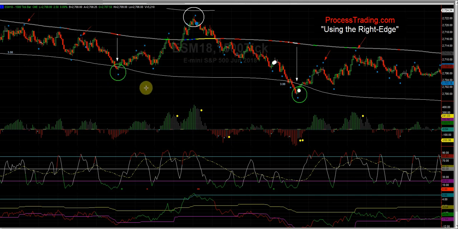Now, one of the things you have to be mindful of is the price bar with the timing alert dot. The low of that bar has to be higher than the low of the previous bar. It can just be one tick, but it has to be higher. And then again, we set our stop 1/2 point below the low of the previous bar.